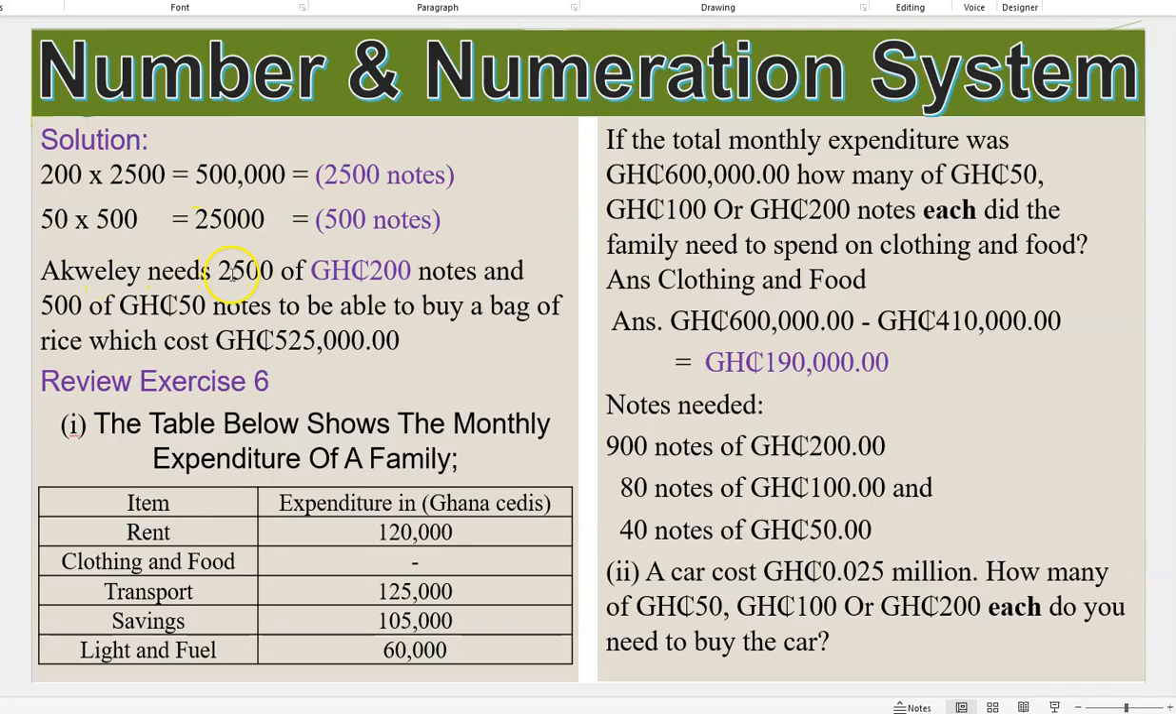Therefore, Akwele needs 2,500 of the 200 notes and 500 of the 50 notes to be able to buy a bag of rice, which costs 525,000. Review exercise 6. This is the table, and that's the continuation of the question. I decided to provide one of the answers, and then the rest. So look it up on your own, try and solve it and see whether you get the same answer.